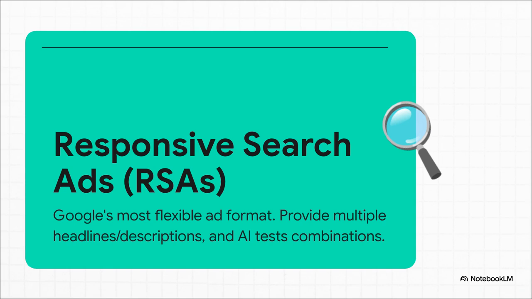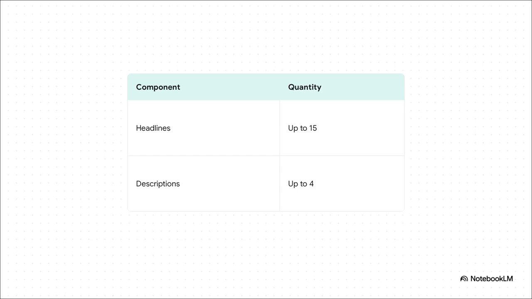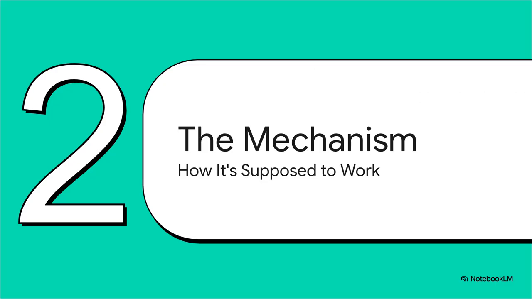Responsive search ads, or RSAs for short, are basically Google's most flexible ad format ever. Back in the day, you'd write one single static ad. That was it. With RSAs, you just feed the machine a bunch of ingredients, all these different headlines and descriptions, and its AI automatically starts mixing and matching them, trying to cook up the perfect ad for every single search. And we're not talking about just a couple of options here. You can give it up to 15 different headlines and 4 different descriptions. Think about that. Those are all the creative building blocks that Google's AI gets to play with to build out thousands of unique ads.